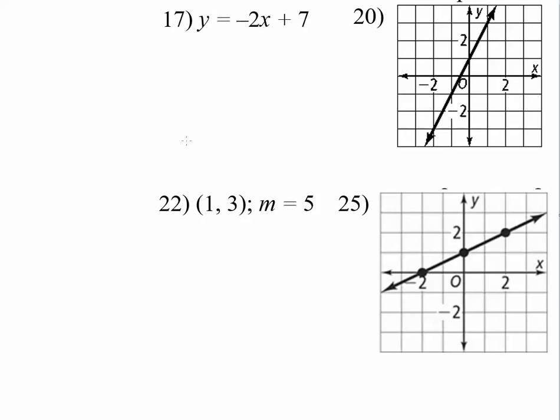Alright guys, this is the second video of our review. This is part 2. And for 17 and 20, we're looking to do slope-intercept form. For 22 and 25, we're looking for point-slope.